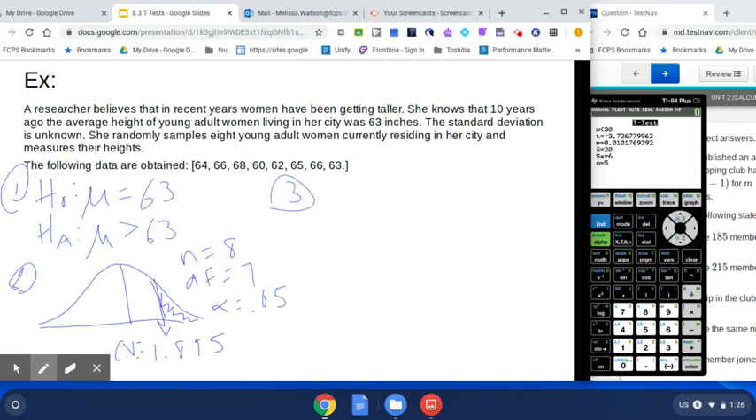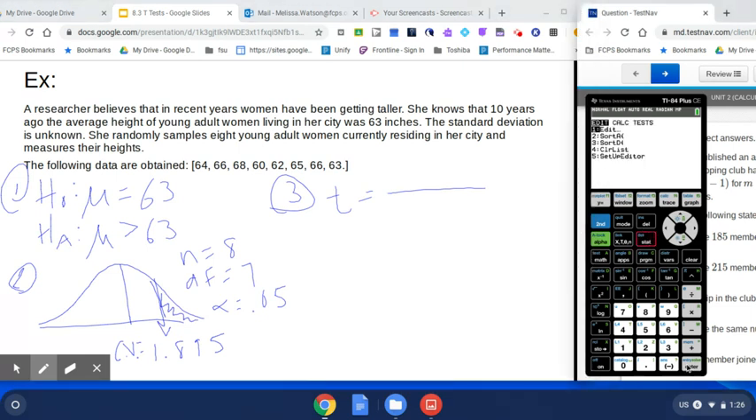Step number 3, we're going to find the t-test statistic. But notice, guys, we don't have a sample mean, so we're going to have to enter this data into our calculator. So I'm going to go to Stat and Edit and go ahead and enter these heights into list 1.